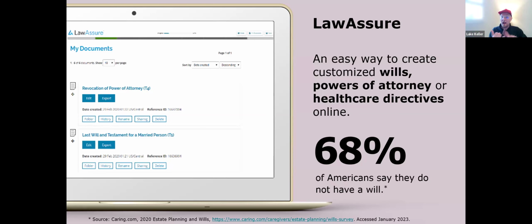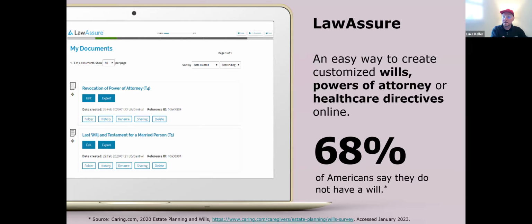But the number right there says it all, right? 68% of Americans say they don't have a will. There's a million reasons why somebody may not have a will. Costs too much money. They aren't sure who to even call or contact to start the process. How long does the process take? What if I need to make changes? Does that cost me money? Does that cost me time? You're able to offer them a free solution, simply through an online portal.